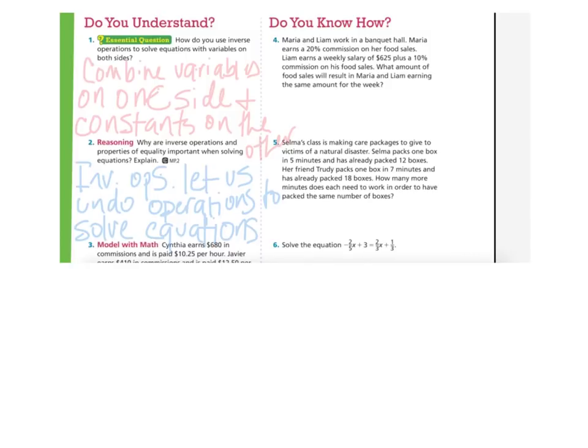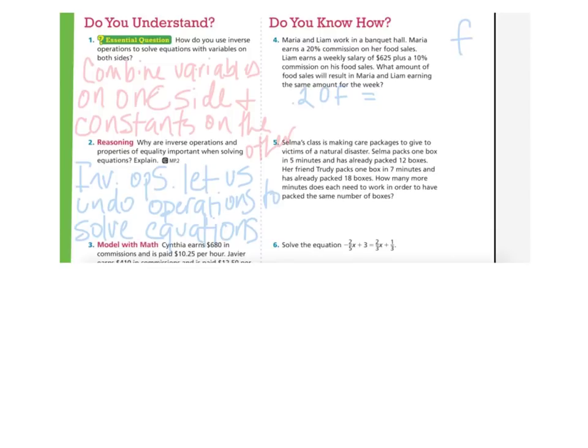So we want to come up with an expression for Maria's earnings. Then we want to come up with an expression for Liam's earnings. And then we're just going to set the two expressions equal to each other. So Maria earns a 20% commission on her food sales. Again, food sales is our variable, which I'm going to let be F. So Maria's commission is 20%. 20% as a decimal is 0.2. And whatever her food sales are, she gets 20% of that. So we would just multiply those two together. So I'll say 0.20F.